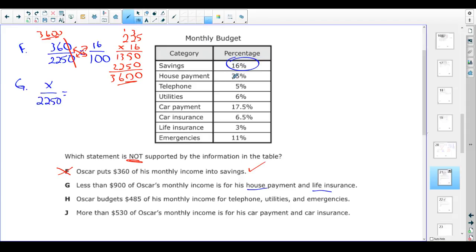So house payment is 35%, and life insurance is 3%. So 35 and 3 makes 38. Then out of 100. And then we can solve that. So, let's see, 38 times 2250. Oh boy.